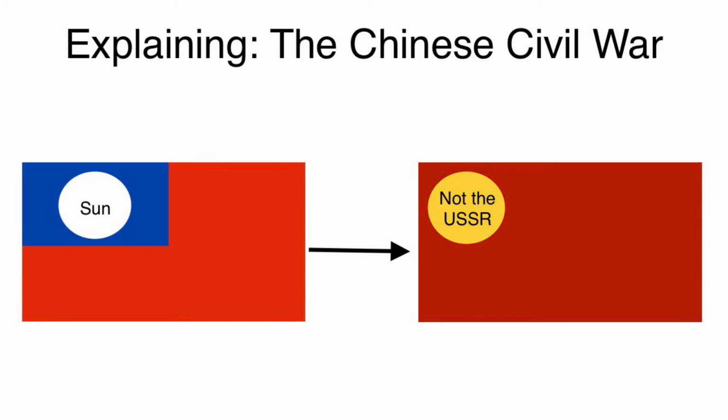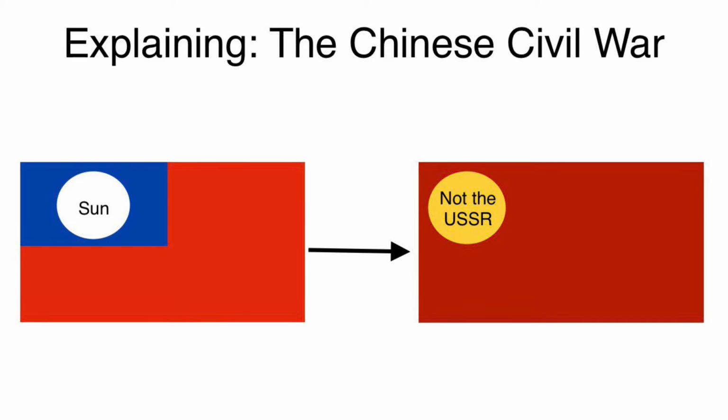Explaining the Chinese Civil War. In the early 20th century, China was divided amongst multiple warlords. Because of this, the Kuomintang, the group that led the revolution that got rid of the Qing dynasty in China, would create a government in the south to reunite China.